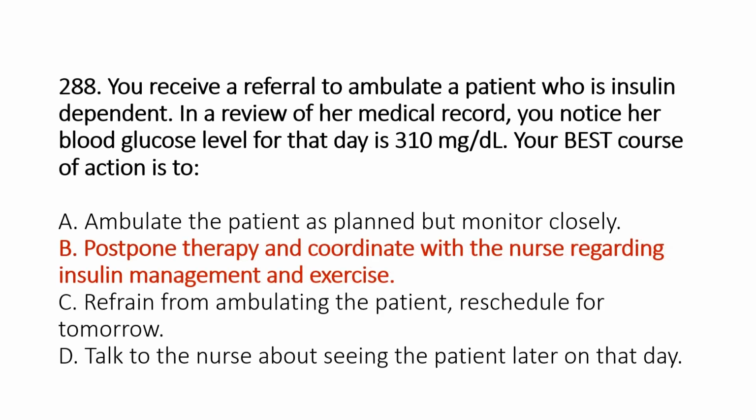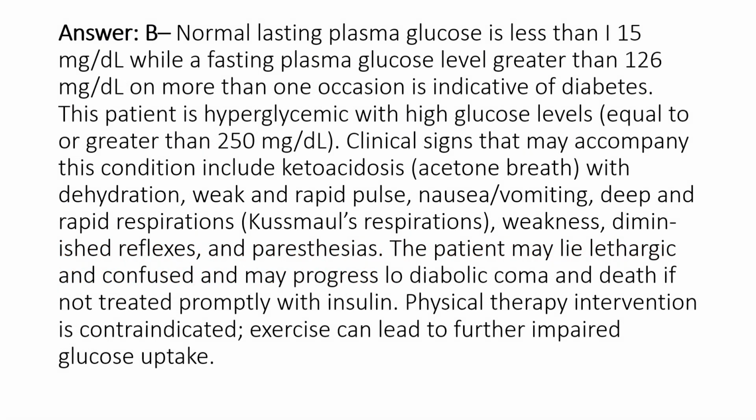Option B, postpone therapy and coordinate with the nurse regarding insulin management and exercise. Explanation for this question is, normal fasting plasma glucose is less than 115 mg per deciliter, while a fasting plasma glucose level greater than 126 mg per deciliter on more than one occasion is indicative of diabetes. This patient is hyperglycemic, with high glucose levels equal to or greater than 250 mg per deciliter.